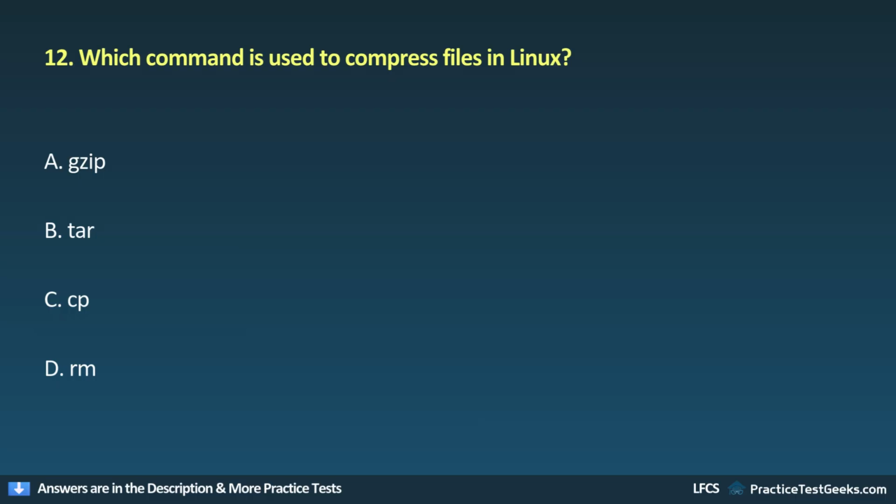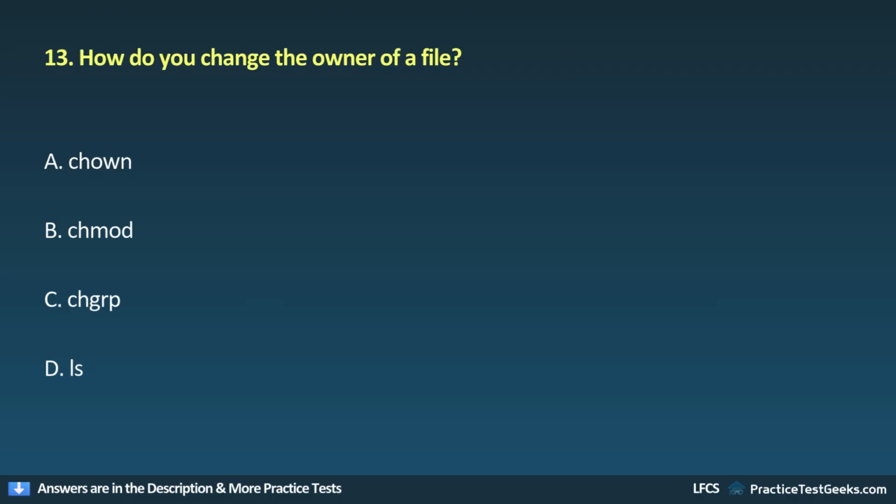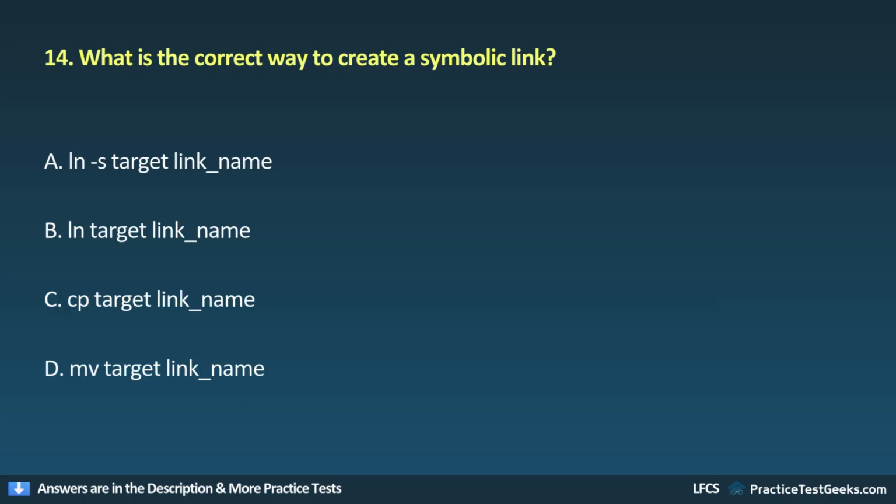A. gzip. B. tar. C. cp. D. rm. 13. How do you change the owner of a file? A. chown. B. chmod. C. chgrp. D. else. 14. What is the correct way to create a symbolic link?